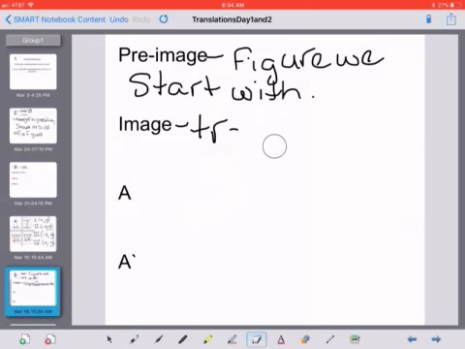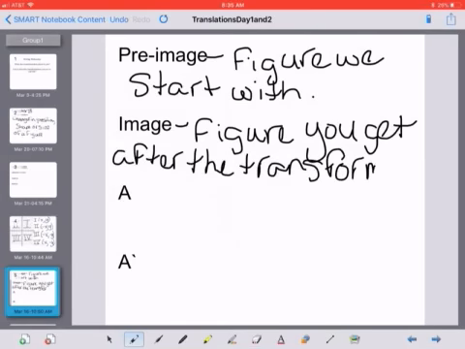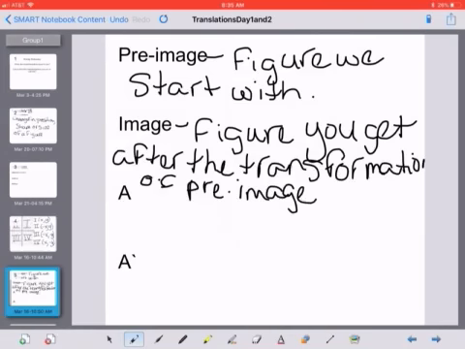It's the final figure you get after the transformation of the pre-image. So pre-image is the image that we start off with, or the figure we start off with, and the image is the figure you get after you make the movements.